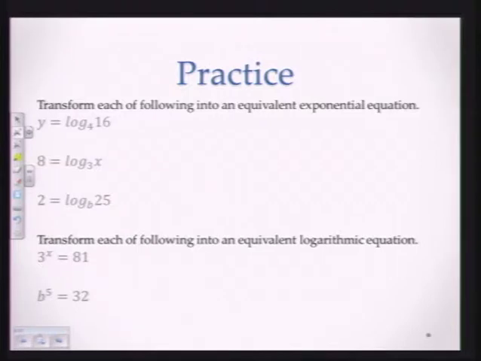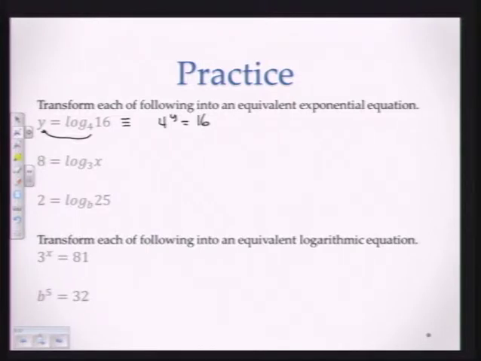We want to, in these first three problems, transform each of these logarithmic expressions into exponential expressions. So y equals the log base 4 of 16 will be equivalent to saying that 4 to the y power, 4 to the y equals 16.